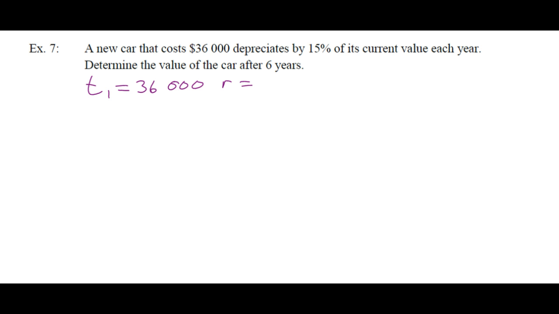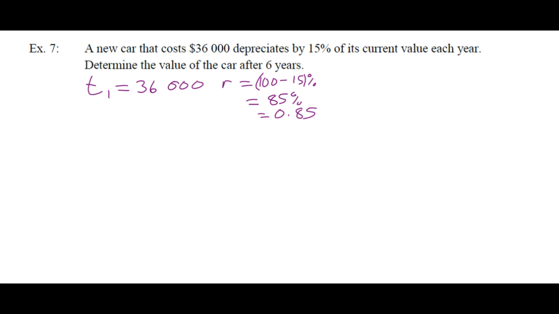Why 85? Why not 15? For those of you who couldn't hear, I'll repeat that. If you go down by 15%, then you're worth 85% of what you were worth. So in this case, the common ratio is 100% minus 15%, 85%, which is 0.85. Right, the common ratio always has to be a decimal, or you can use 85 over 100.